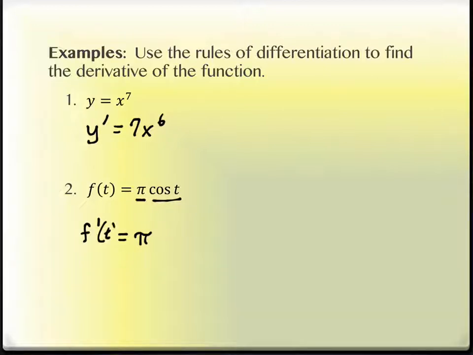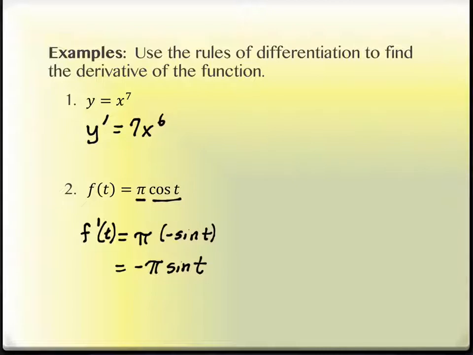So I'm finding f prime of t. What is the derivative of cosine of t? Negative sine t. So I'm going to actually write this out this way, just to remind you. That's where it is. But we're going to put the negative in front. So this is negative pi sine t.